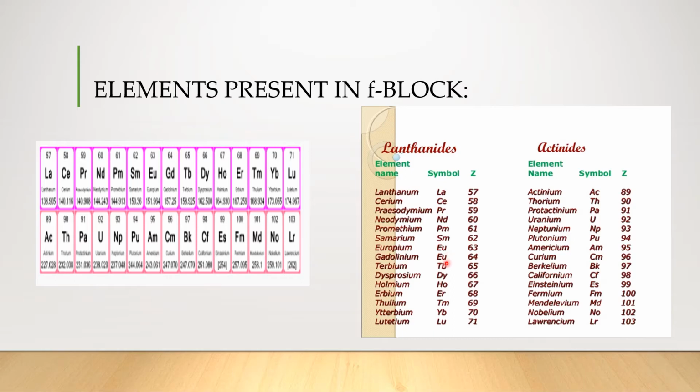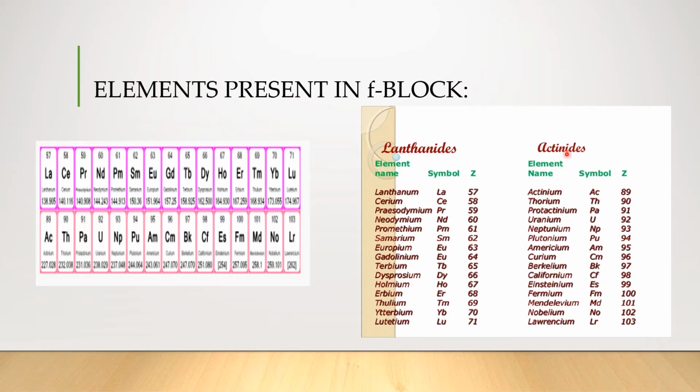it's Gd, it was wrongly marked, and 64. Terbium, Tb, 65. Dysprosium, Dy, 66. And then erbium, Er, 68. Thulium, Tm, 69. Ytterbium, Yb, 70. And lutetium, Lu, 71. These are the elements of the lanthanides, okay.